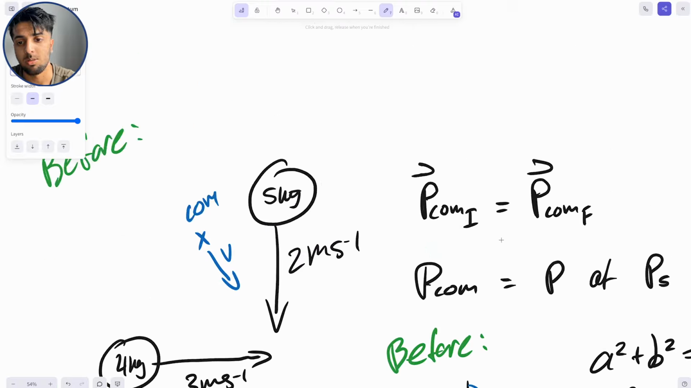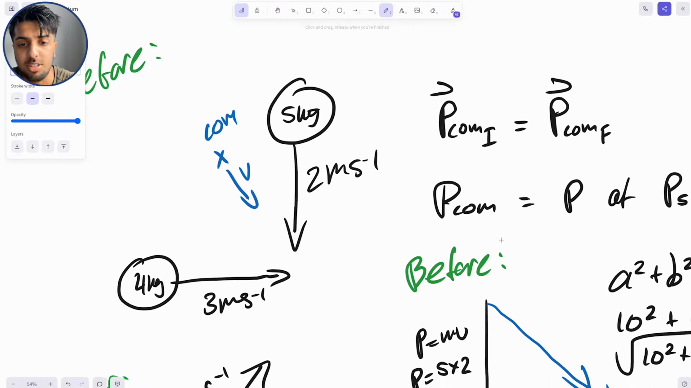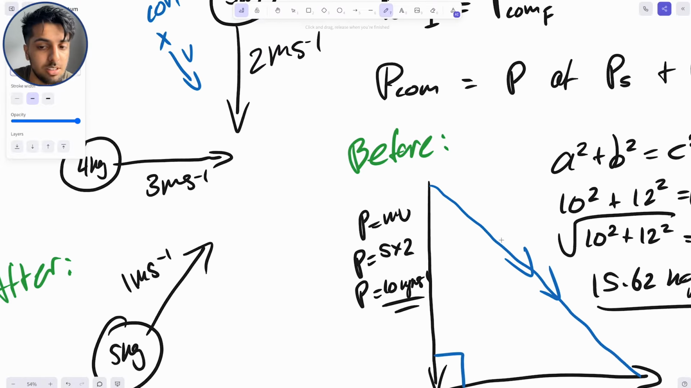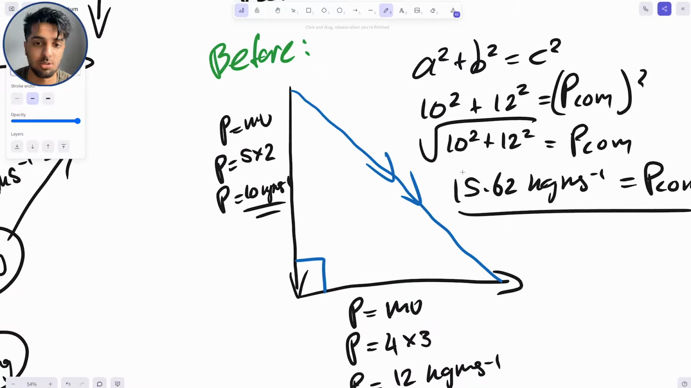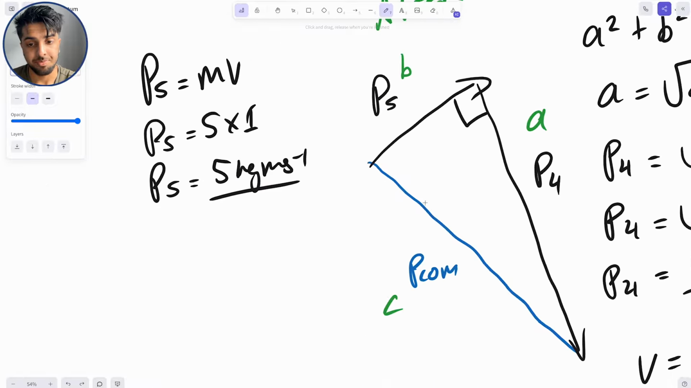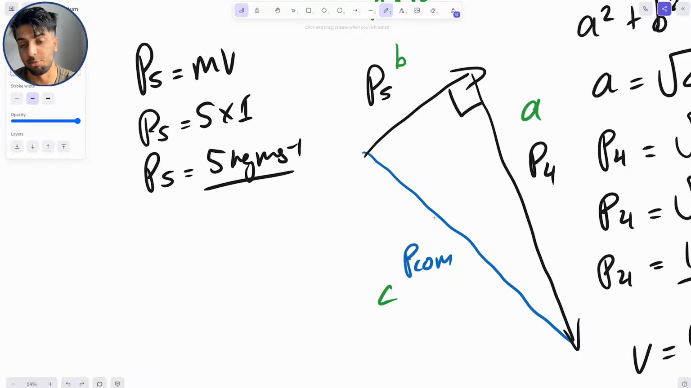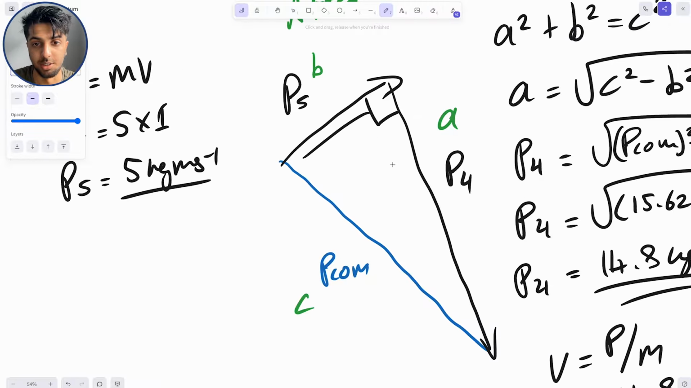There we go. So this scenario is slightly harder than what we did in the previous video because we had to draw 2 vector triangles and recognize that the vector line for the center of mass is the same in both before and after, even though the vector lines for the 5 and 4 kg masses are different.